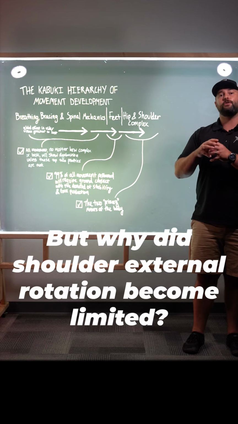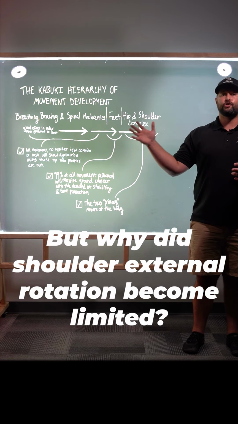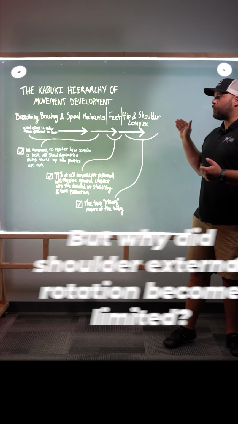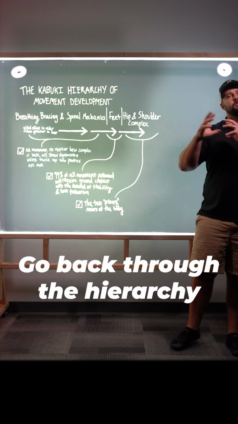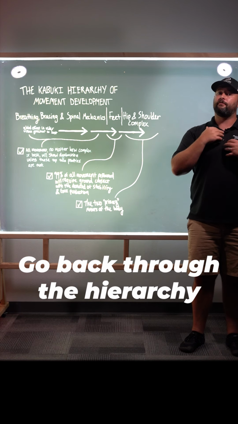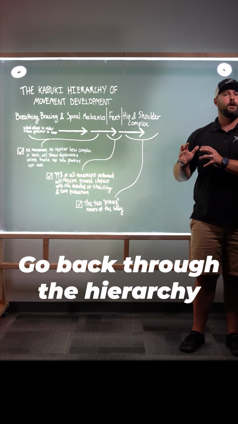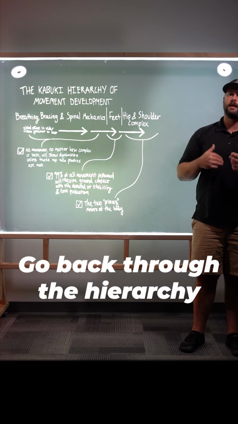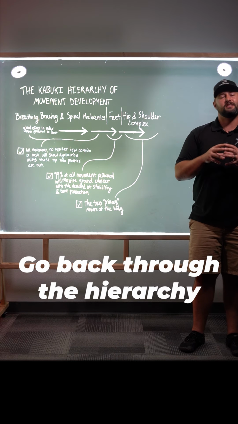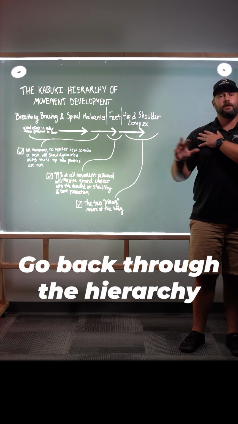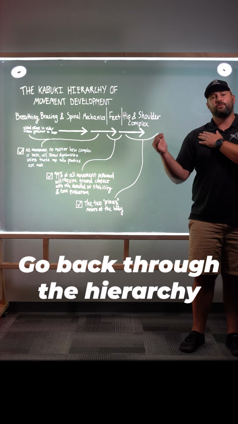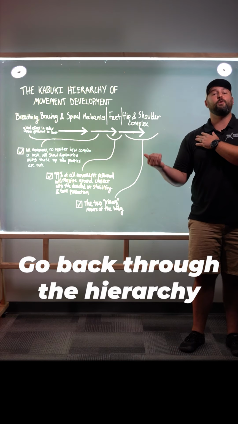Why did that capacity, or the total range of motion that the shoulder can go through, become limited? We have to go back through the hierarchy. We have to look at spinal mechanics. The thoracic spine, first of all, sets the foundation for the shoulder complex. If the thoracic spine is junky, if it's really stuck flexed and doesn't move a whole lot, the shoulders will compensate around that. The shoulders are still going to get the job done, but they're going to do it in a different way than what is optimal.